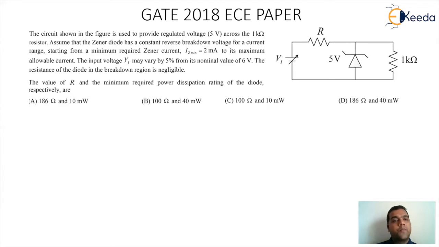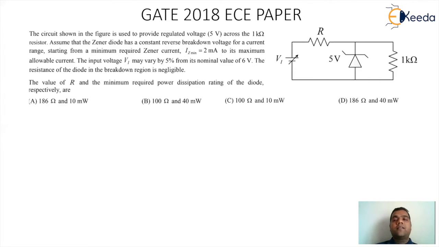So here we are supposed to find the value of R as well as the power dissipation rating of the Zener diode. There are four options given to us. Option A, 186 ohm and 10 milliwatt; option B, 100 ohm and 40 milliwatt; option C, 100 ohm and 10 milliwatt; and the last option is 186 ohm and 40 milliwatt.